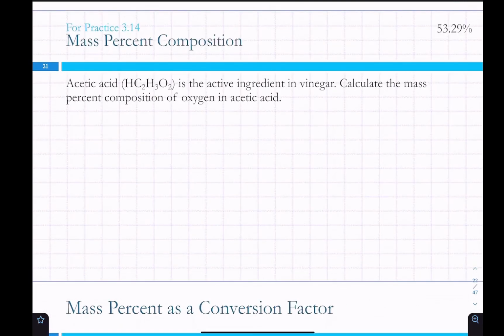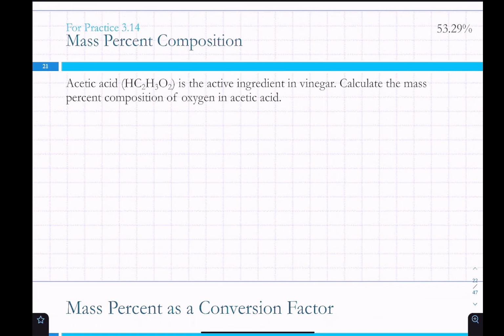All right, so what does this look like? For acetic acid, which is the active ingredient in vinegar, calculate the mass percent composition of oxygen in acetic acid. You can see that very little information has to be given for a problem like this. All we know is that we want the percent mass of oxygen for acetic acid. Oh, I should pull this down. And this is where the periodic table is going to become like the conversion table that you use the most.